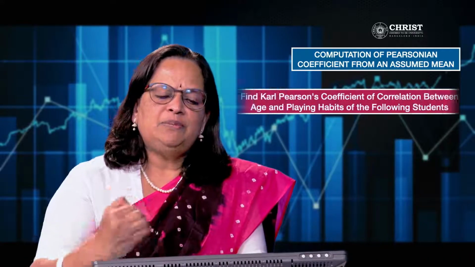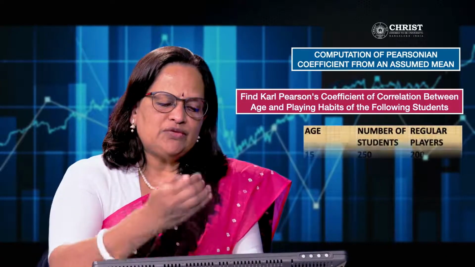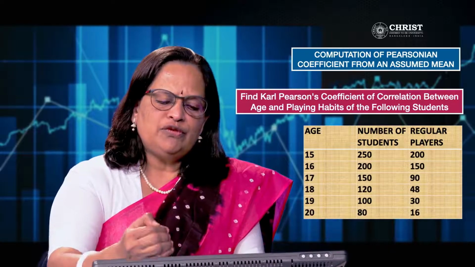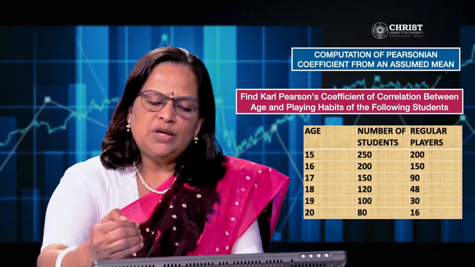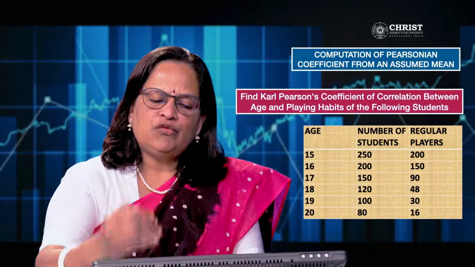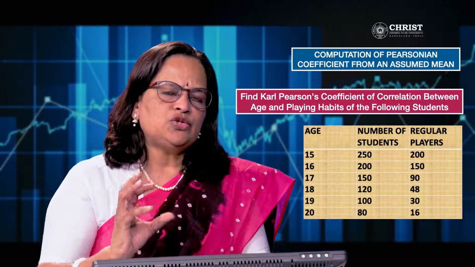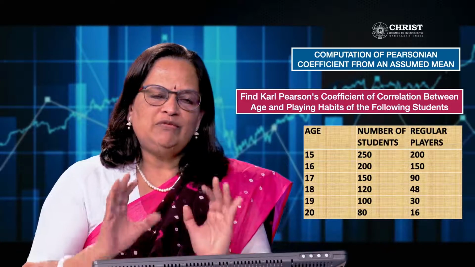This is a different type of problem. Find Karl Pearson's coefficient of correlation between age and playing habits of the following students. Age of the students from 15 to 20. Number of students 250, 200, 150, 120, 100 and 80. Regular players 200, 150, 90, 48, 30 and 16. This type of problems are important and usually they will ask for section C question. So I thought I'll explain one problem with this module.